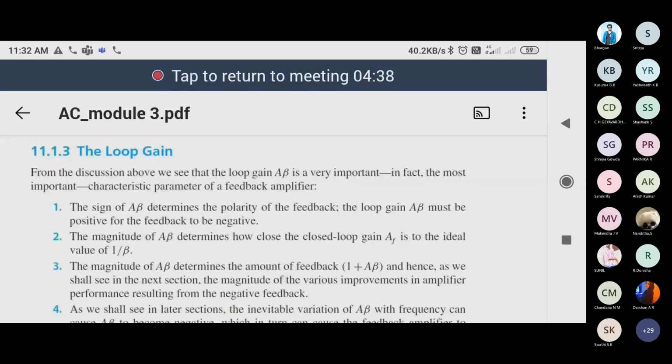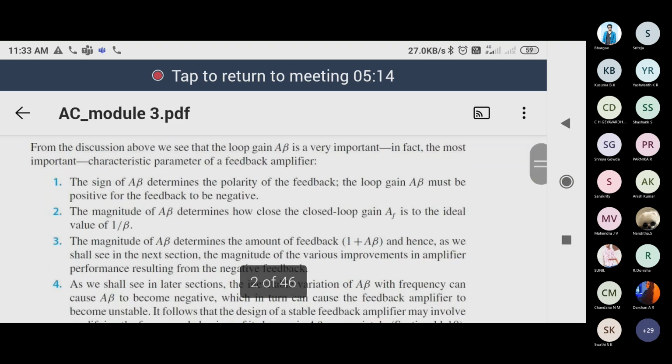So the statement here says loop gain is very important, that is A beta. In fact, the most important characteristic parameter of the feedback amplifier is the loop gain, because we are feeding back. Previously, we were checking only the gain where there was no feedback. But now we have the feedback, we call it loop gain. The sign of A beta, that is loop gain, determines the polarity of the feedback. The loop gain A beta must be positive for the feedback to be negative. If the feedback is negative, then the loop gain should be positive.